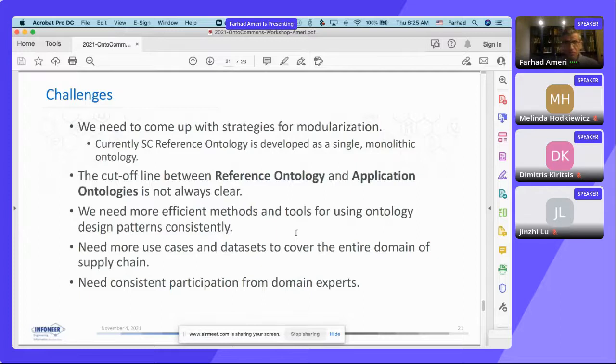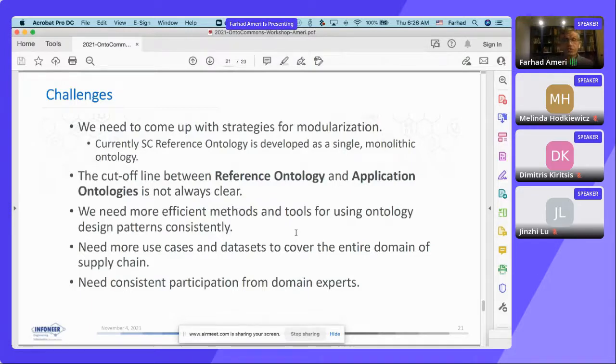Obviously it's not an easy process, especially if we are working with such a vast area and want to address different types of use cases. So we need to come up with strategies for modularization. Right now, the reference ontology is a single monolithic ontology. We need to break it up into modules. So what's the strategy for modularization? Where is the cutoff line between reference ontology and application ontology? Sometimes it's not very clear.